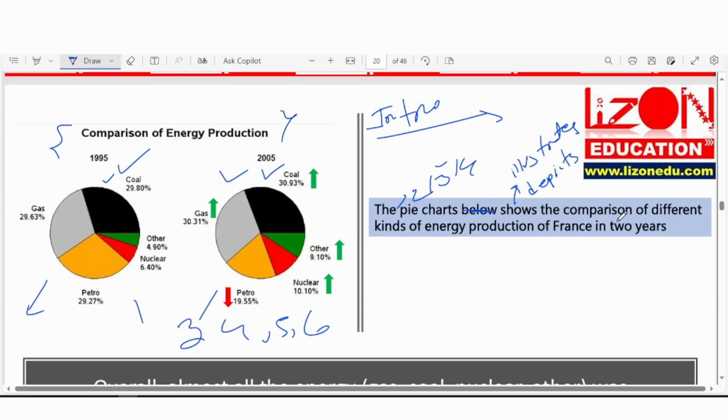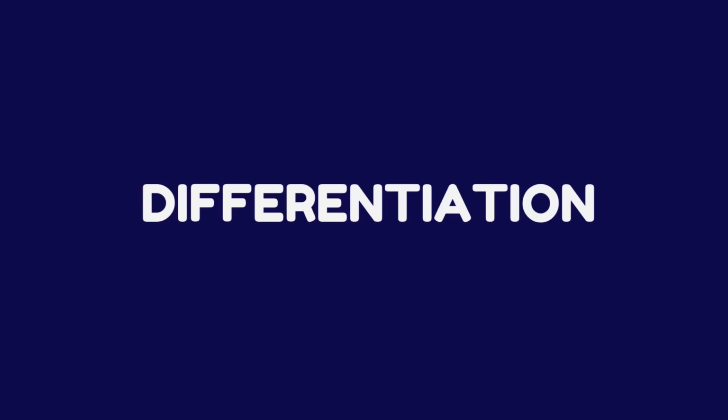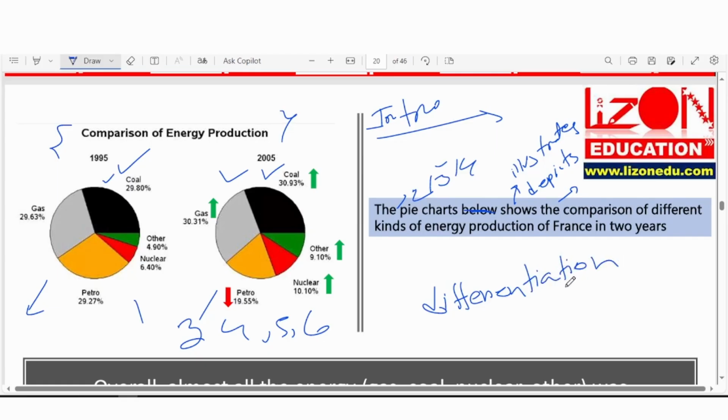Then the comparison. So instead of comparison, one word you can say differences, another one word you can say differentiation. Okay, so the 2, 3, 4 pie charts illustrates the differentiation. Okay, differentiation. If you don't know the spelling of it, it is very easy. Different, D-I-F-F-E-R, differ, E-N-T, different. See, T-I-A-T-I-O-N, differentiation. Okay, nice one. So the 2 pie charts illustrates the differentiation of different kinds of.